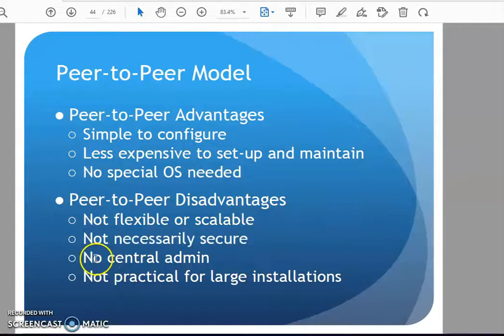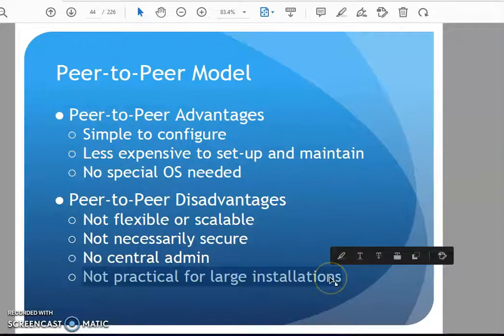There is no central admin for this. There's no central point that I have control over all this. There's no central point that I'm backing it all up. I'll use my church example again. If the secretary's computer fails, anything that's on there that was shared is done. That's it. It's gone.